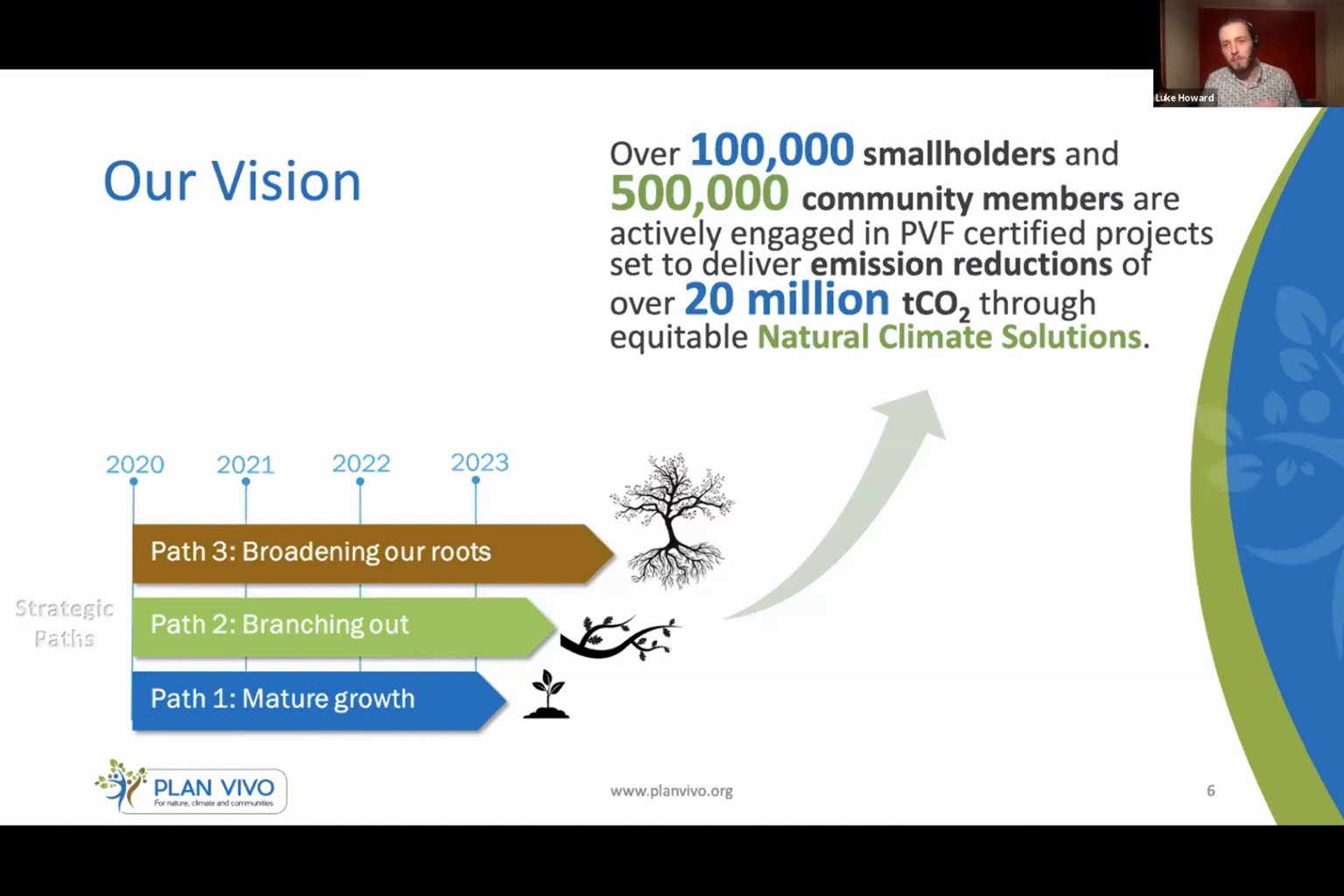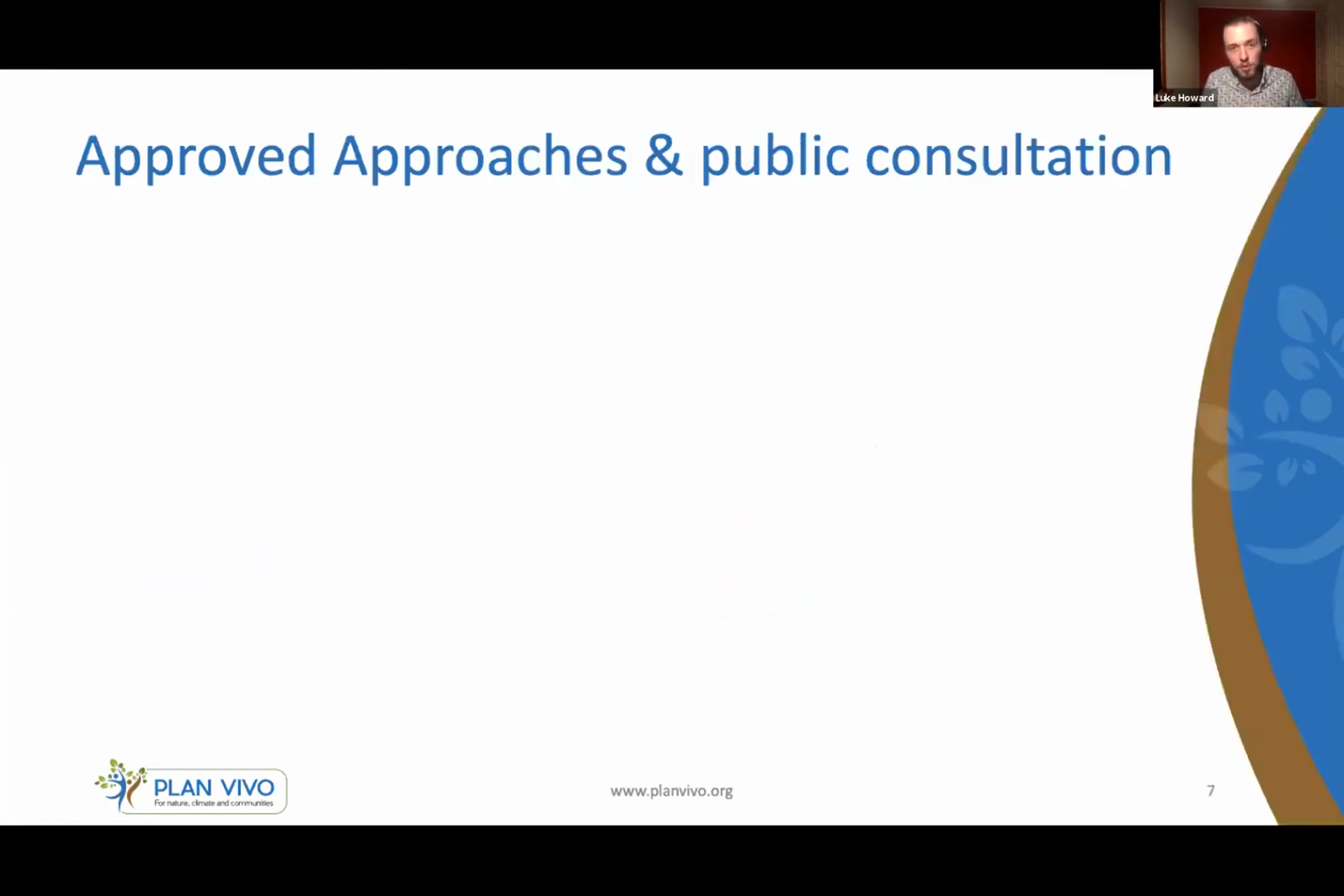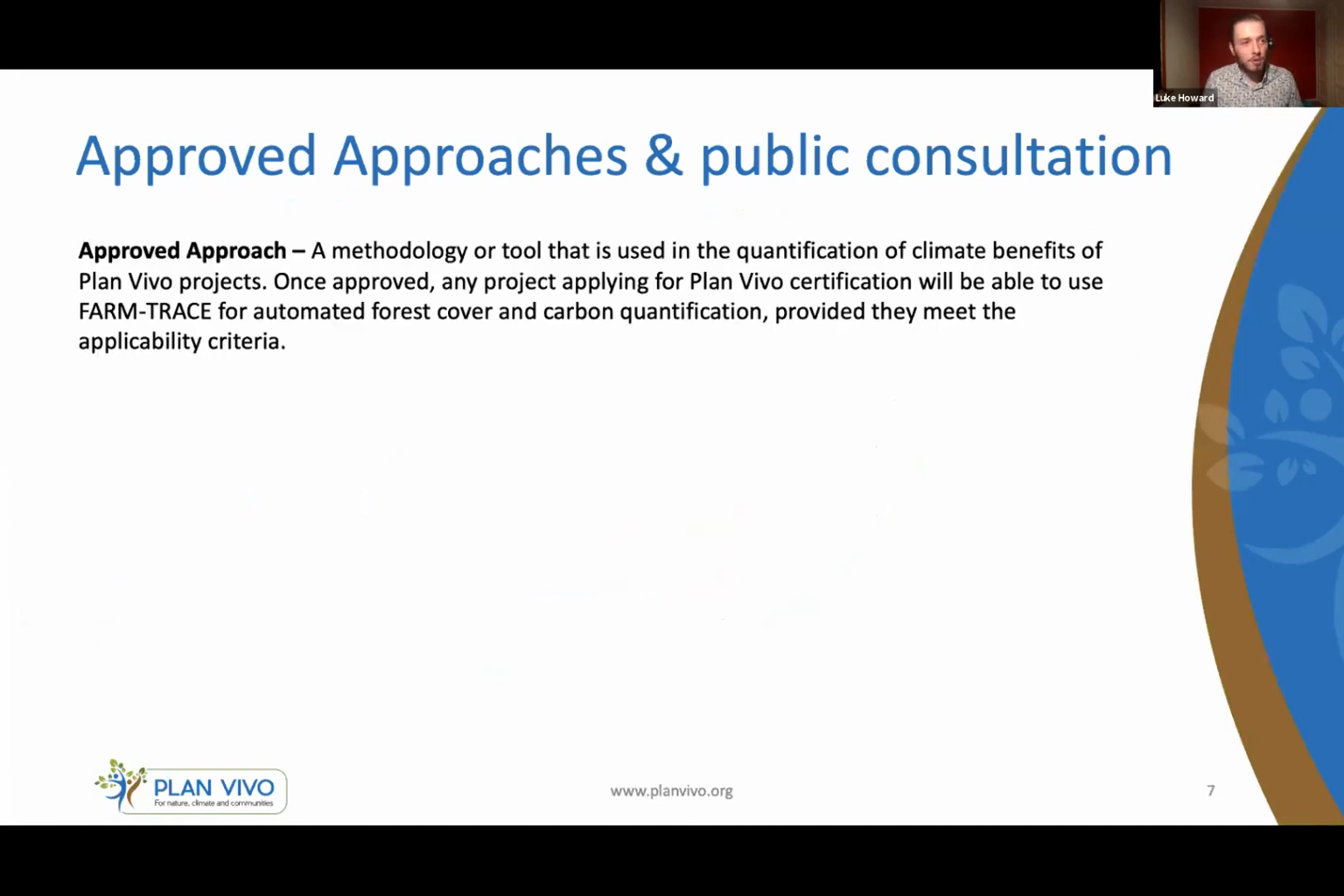So moving back to the primary topic of the webinar today, FarmTrace has been submitted to Plan Vivo to become accepted as an approved approach. But what is an approved approach? An approved approach is a methodology or tool that is used in the quantification of climate benefits for Plan Vivo certified projects. The climate benefits being the CO2 that is mitigated or removed from the atmosphere.